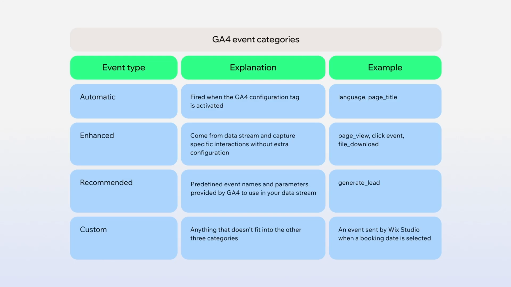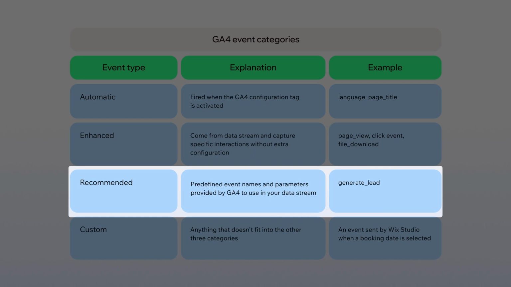Aside from what you get out of the box with automatic and enhanced events, there are recommended events. Recommended events are predefined event names and parameters provided by Google Analytics to use in your GA4 data stream. They're intended to support common measurement objectives for websites. Do you need to follow them? Well, the short answer is yes, because there are a number of reports that will only populate with data if they're using the recommended event names.